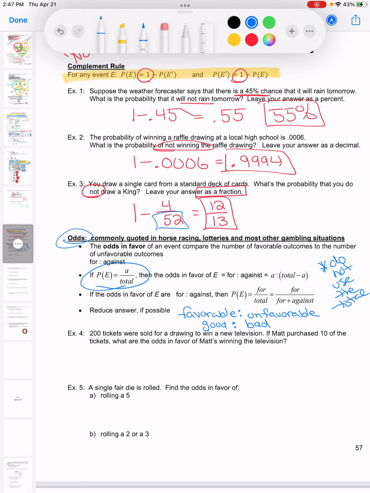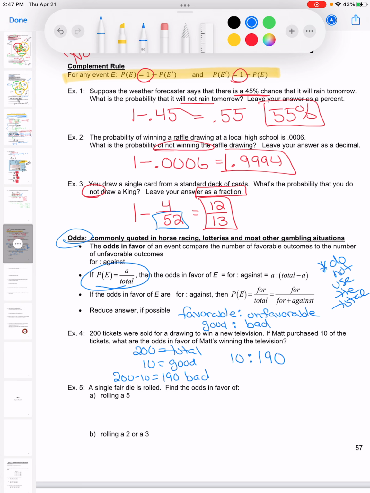So in this example 4, there are 200 total tickets. Matt's going to get 10 of them. We want one of those 10 to win. So that means the 200 is the total. The 10 are the good stuff, or you could say favorable. And that means that there are 190 that are the bad tickets that we don't want to win, or you could call that the unfavorable. So it's always going to be favorable to unfavorable, or good to bad.